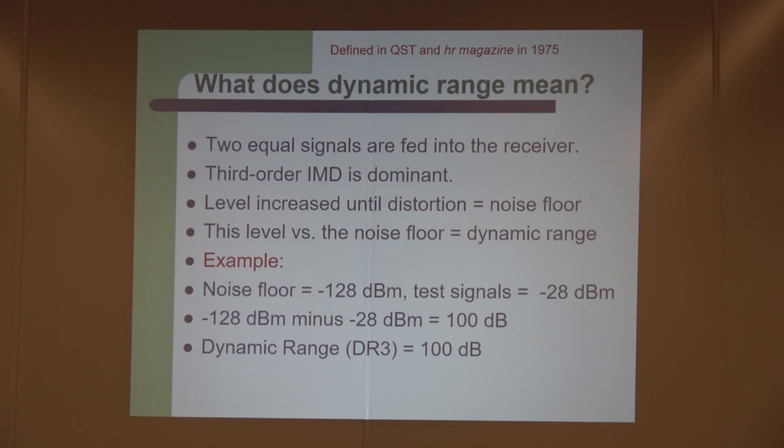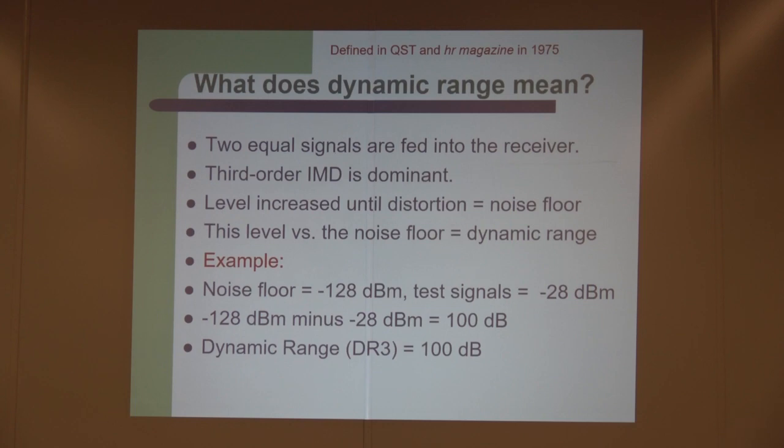And so what you did was feed in two signals, and when the third-order distortion product, which is dominant, equaled the noise floor, then the difference between those two levels, the noise floor and the signal, that's the dynamic range.